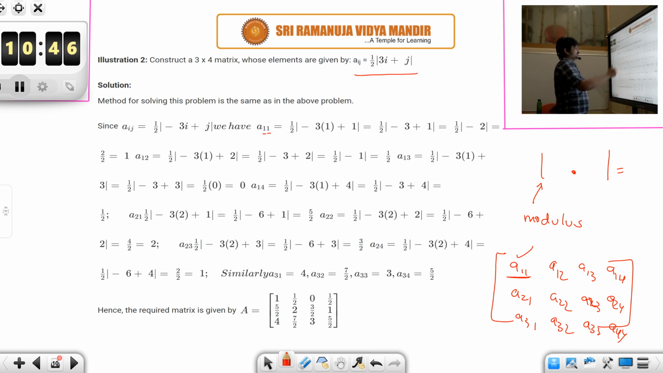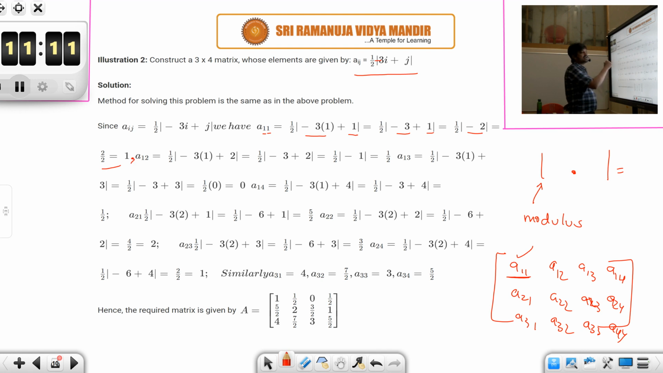Okay, I think this question is minus 3i plus j. Sorry, my mistake. So i is 1 and j is 1. So evaluate this. You will get minus 3 times 1, that is minus 3, plus j is 1. If you simplify this, you will get minus 2, and the modulus of minus 2 returns only the positive value. Whenever there is a negative number, it will flip its sign. So you will be getting 2 by 2, that is 1.